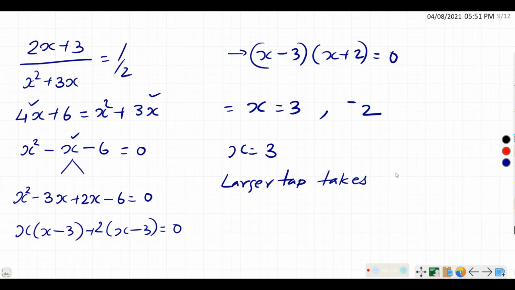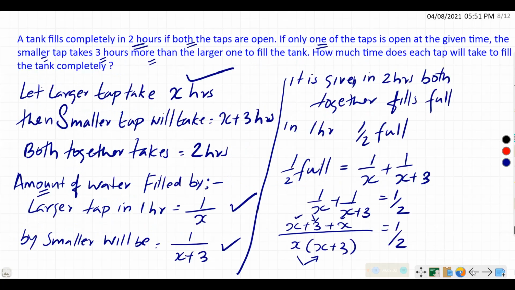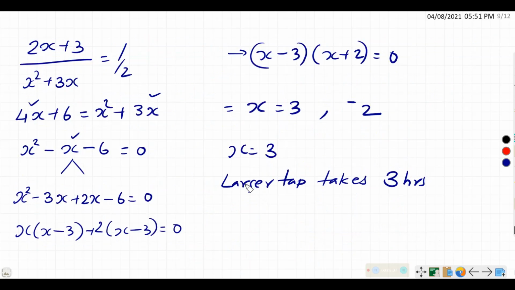Naturally the smaller tap will take 3 hours more as per the question, plus 3 hours given in the question. So naturally the smaller tap will take 3 plus 3, 6 hours. And thereby we got the answer. This is the answer.